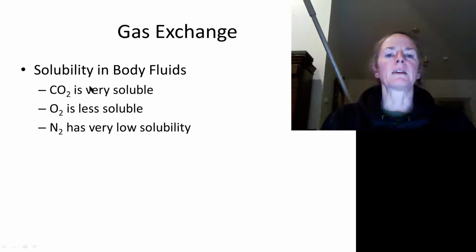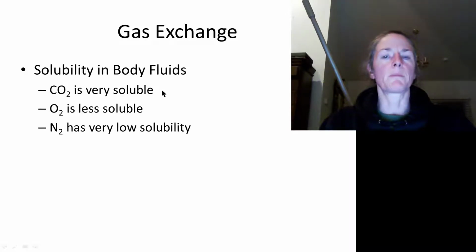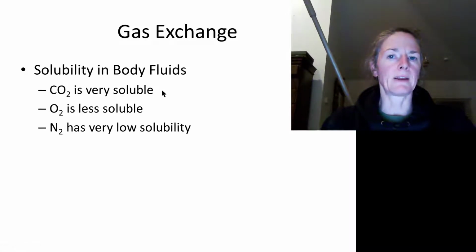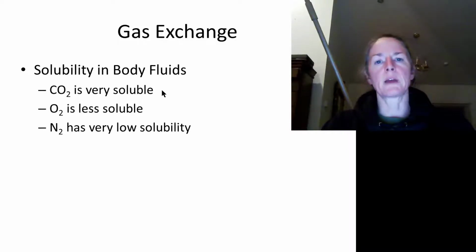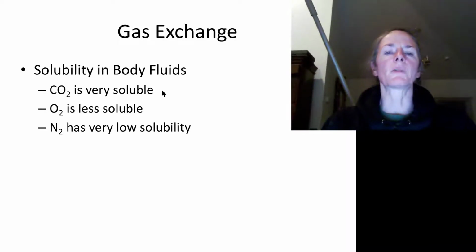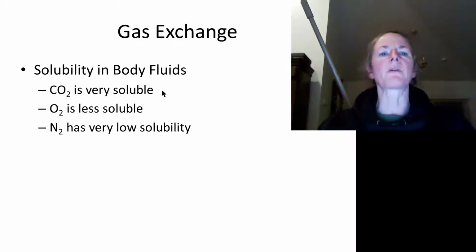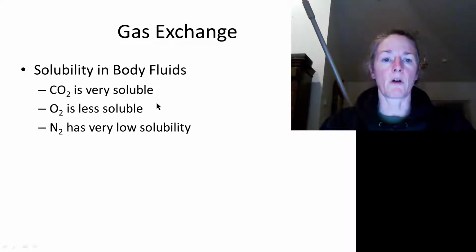We will find that because carbon dioxide is soluble, it tends to combine with water to form carbonic acid, and then that will be broken down into bicarbonate and hydrogen ion. And we will see that most of the carbon dioxide that is transported around in blood is transported as bicarbonate ion. And we'll see that process in a lot of detail a little bit later on.